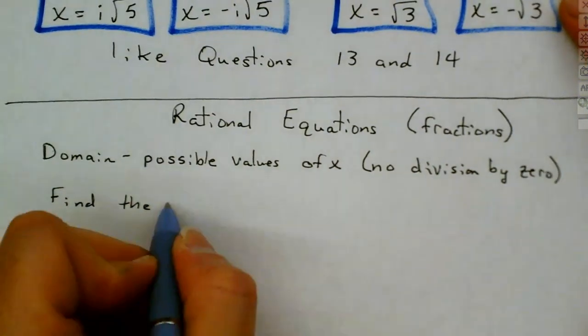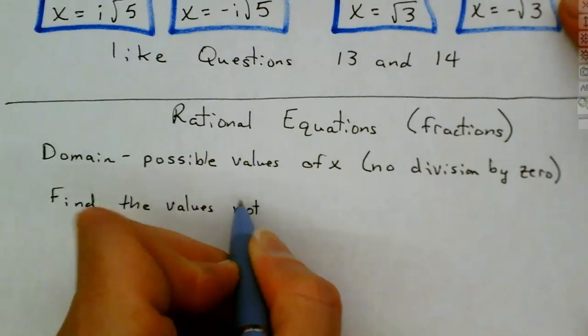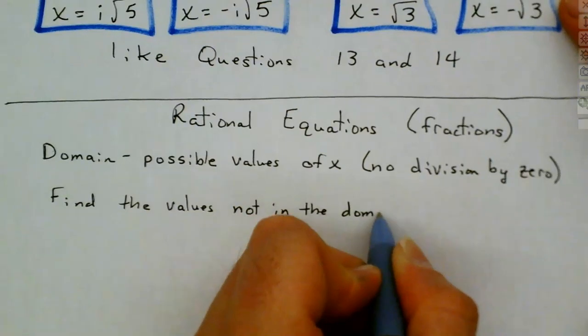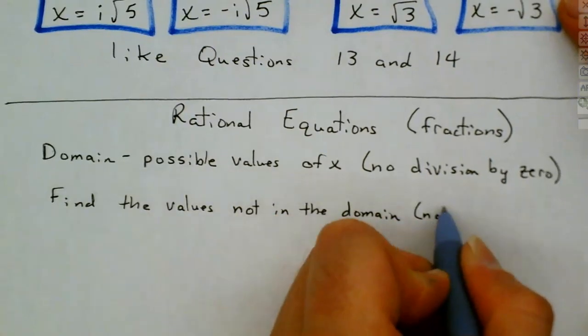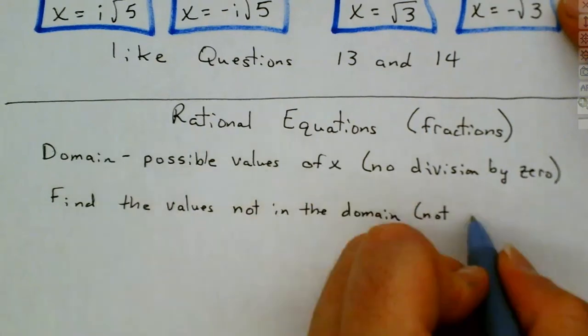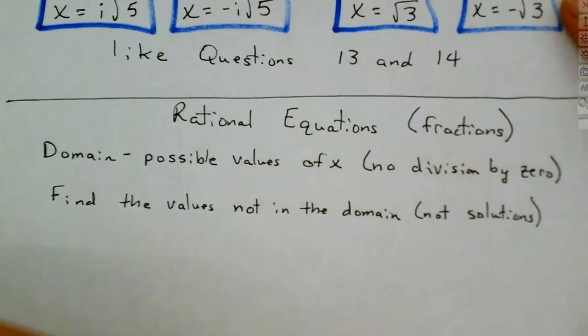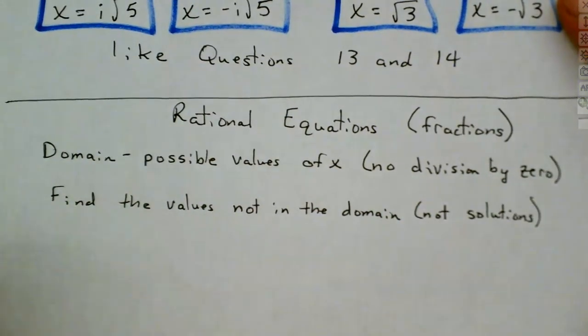So we're going to find the values not in the domain. Not solutions. So these are the ones that are not going to be solutions. We're not going to be solving these. We're only going to be looking at the values that will not work.